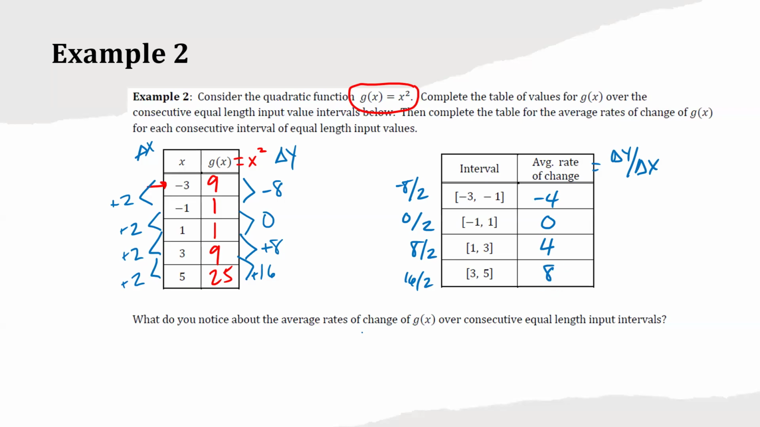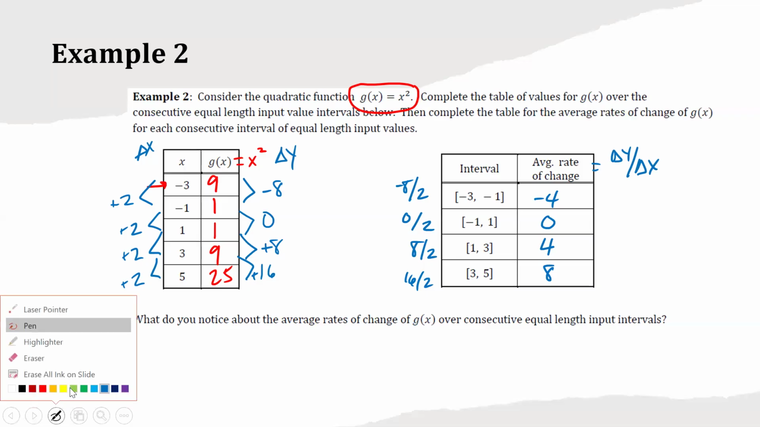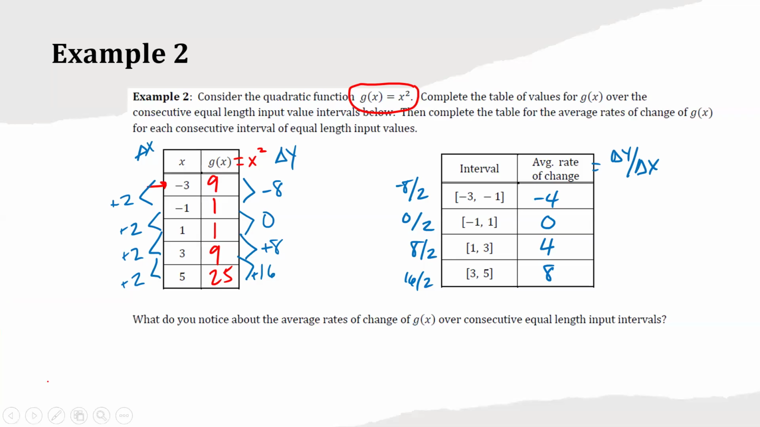Yes? Okay. Now, how you can tell if a table is a quadratic is if there's a pattern between your average rates of change. What you're looking for is a pattern between your average rate of change. Is there a pattern between my average rate of change here? What is the pattern? It increases by 4. So +4, +4, +4.